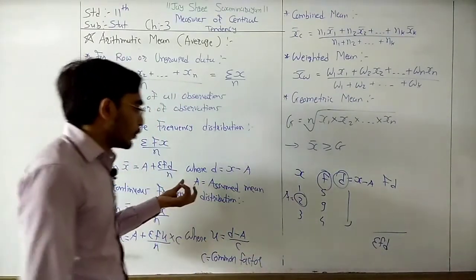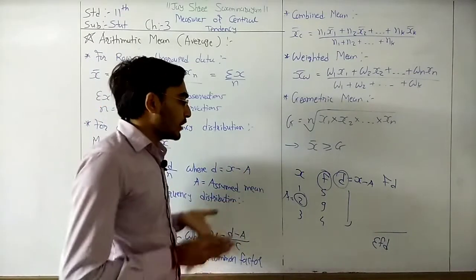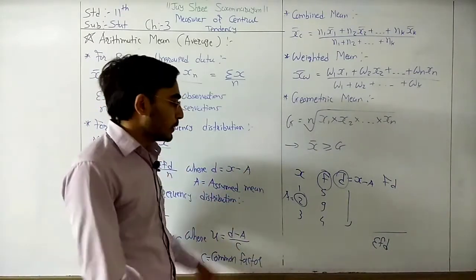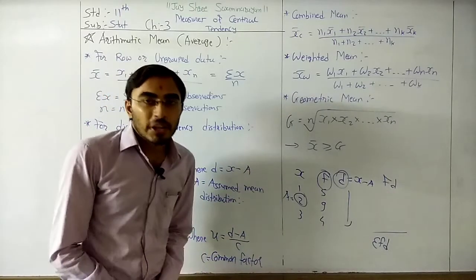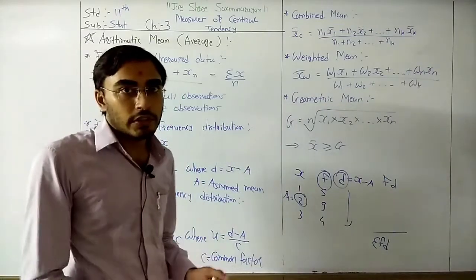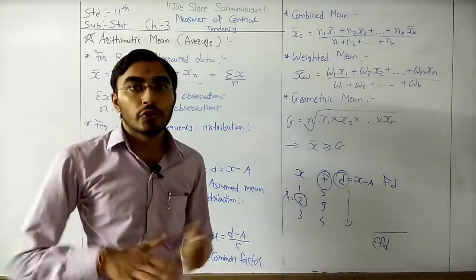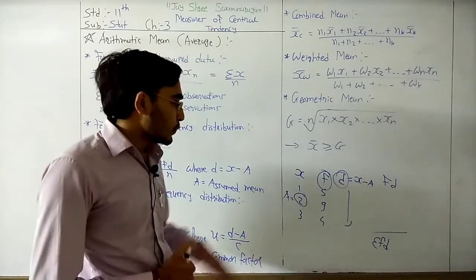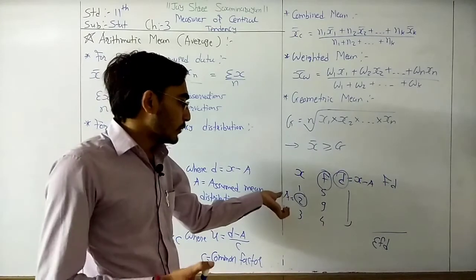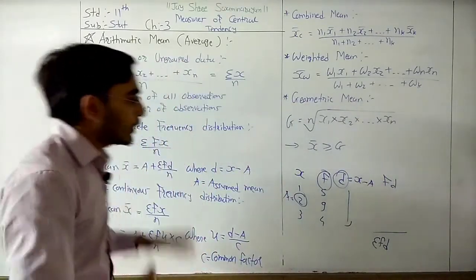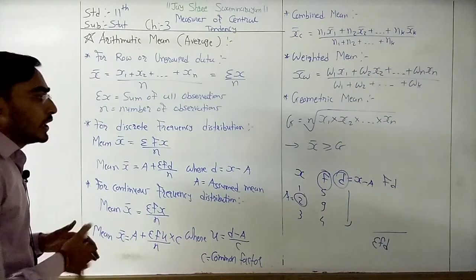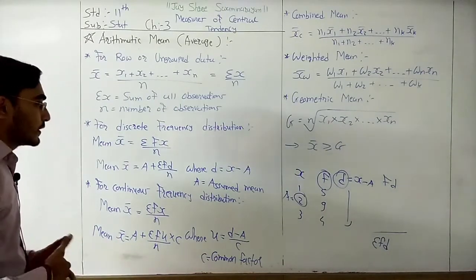Now here you can take any value of A, that means the assumed mean. It is not necessary that we always assume this value of A from the X only. You can take any value. But if you want to do a simple calculation here, just take your assumed mean A equal to the middle value of X, so that all the numbers become small and you can easily calculate it.